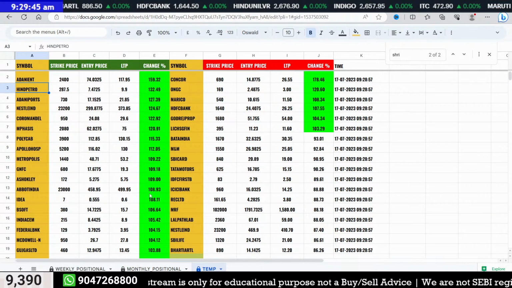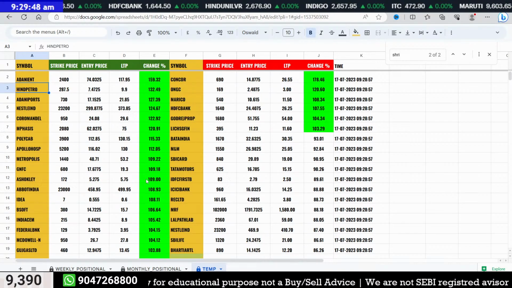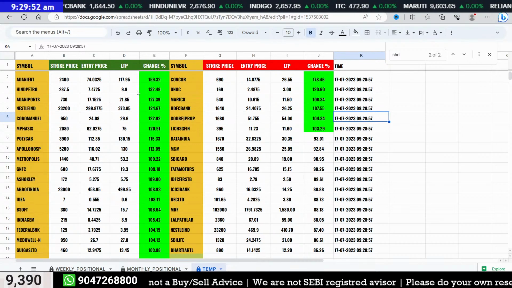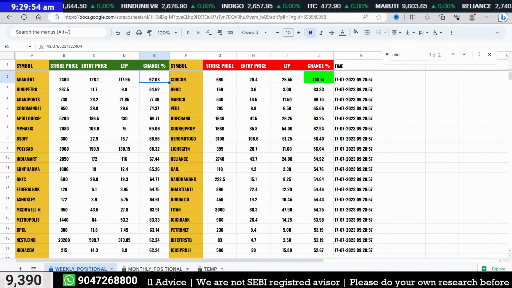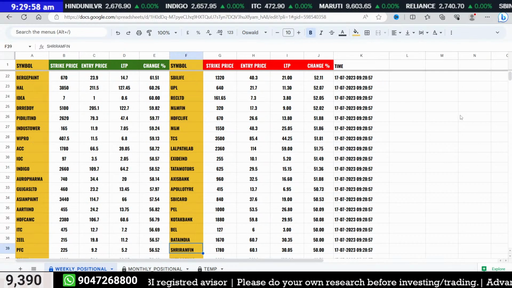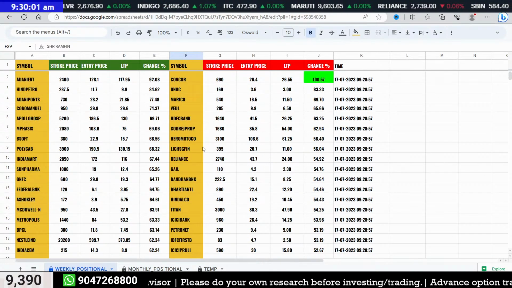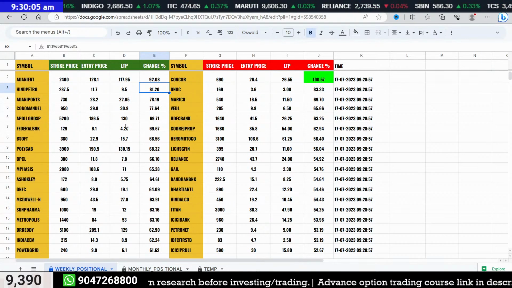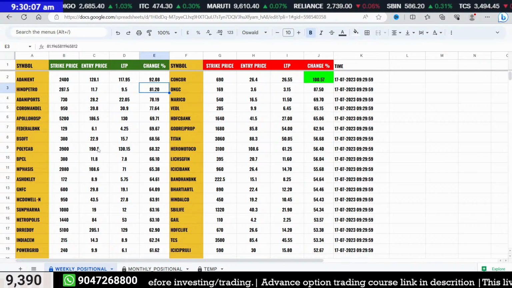The time is 9:29, and these are all the temporary ones. So Adani Enterprise moved higher to 117, but the weekly opportunity for Adani Enterprise is around 128 and above. Whenever it crosses above that level, we can focus on it. One more stock is Indo Petro at 11.7, also a weekly opportunity. These two are weekly opportunities.